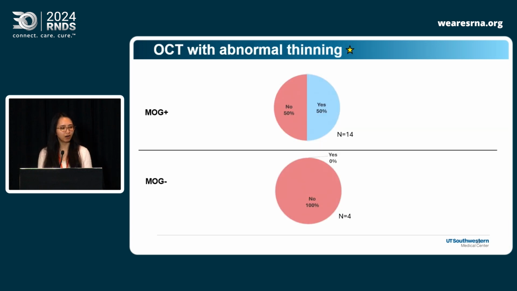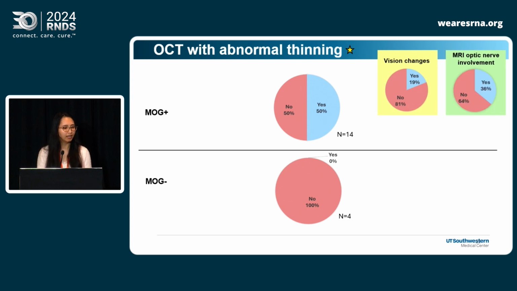In our kids that had OCT and had completed the test, we found that it's really only the MOG-positive patients, 50% of them, who had some abnormal thinning of the retinal nerve fiber layer compared to the MOG-negative group. This is a little more than we would expect, just based on symptom report of vision changes and MRI findings of optic nerve involvement. So this suggests that the OCT is a more sensitive test for picking up prior optic nerve injury.